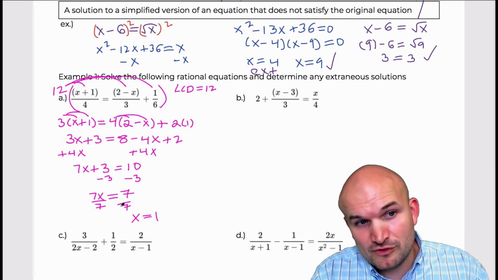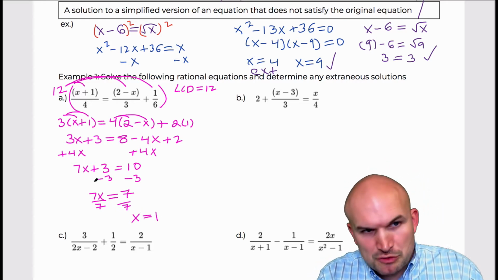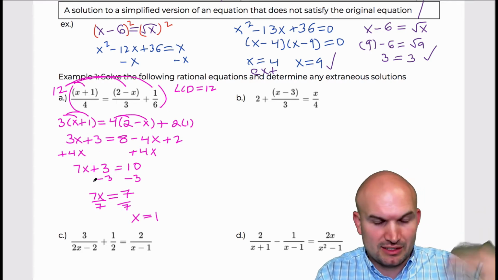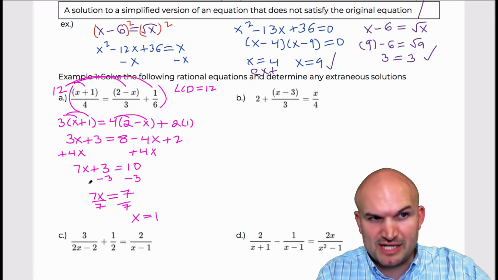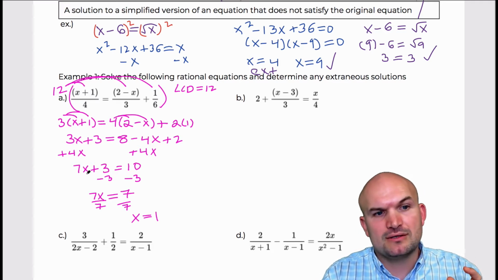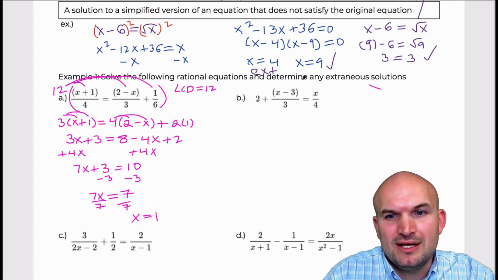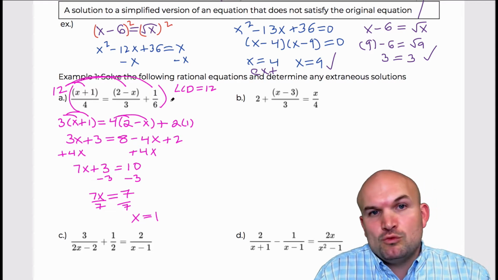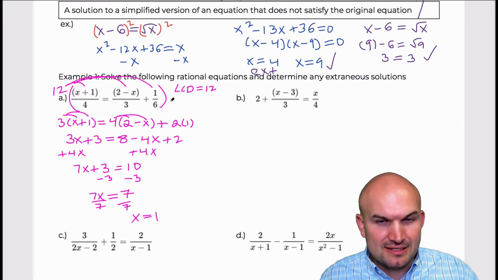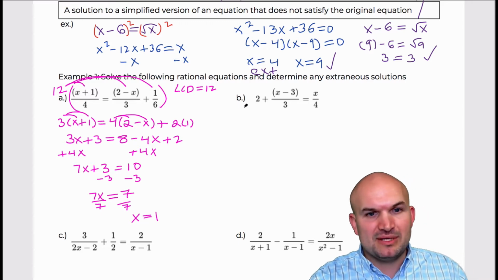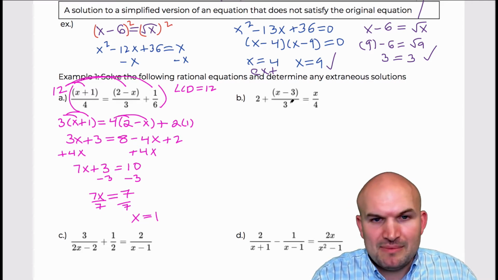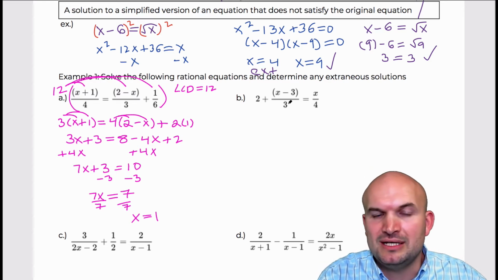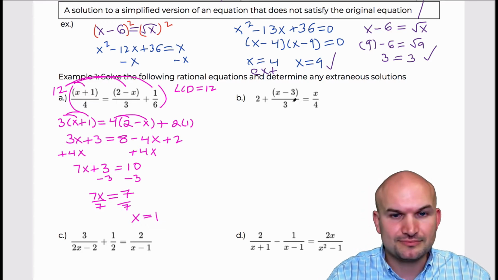Now, I don't need to check for extraneous solutions, for two reasons. One, I never went from a linear equation to a quadratic, so I never created that situation where an extraneous solution could occur. And then also, none of my variables are in the denominator, right? X is always in the numerator, so I don't need to worry about any value that I find not being defined. That becomes the same case for b. I'm not going to have to worry about extraneous solutions because there are no values here where x would make anything undefined, but I still need to find the solutions.